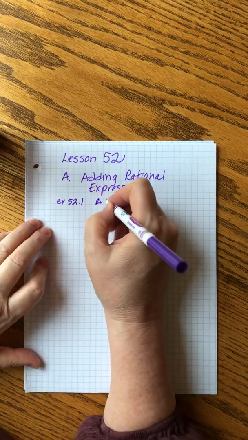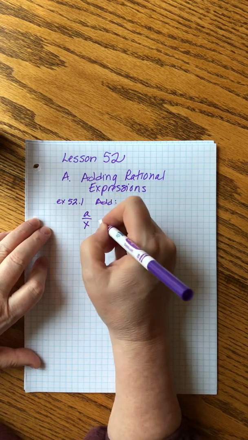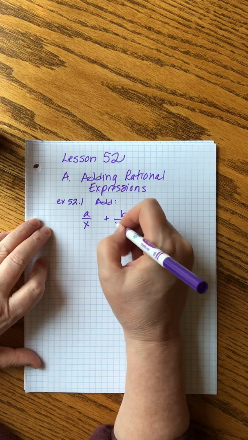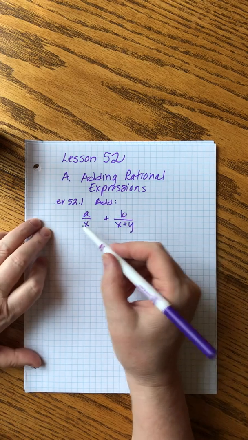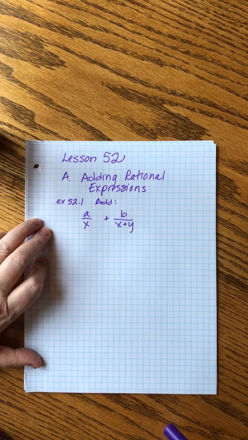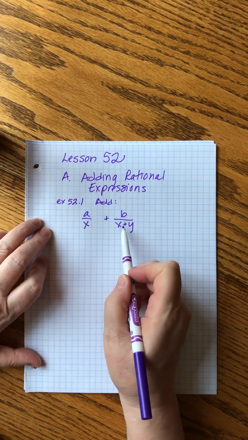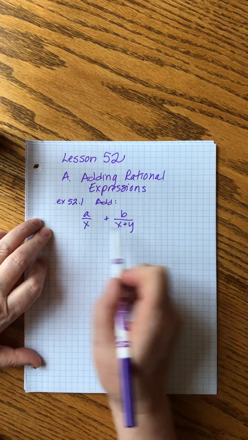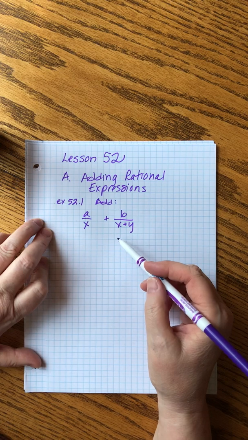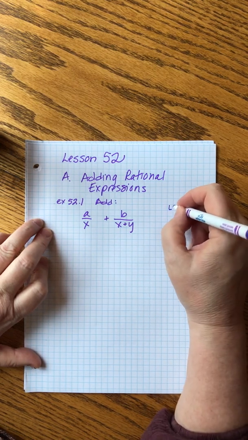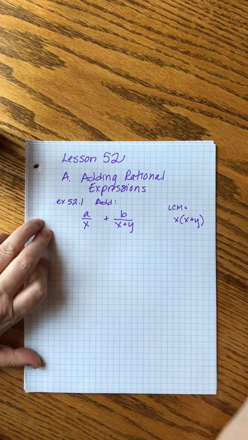52.1, the instructions are to add. And what we get, as you will recall, is a lot of letters in fraction format. And we know that if we're adding fractions, letters or numbers, they still have to match. There's no way to make this x look like this plus y. All we can do is least common multiples. We cannot add to one or the other denominator. So in this case, our least common multiple is going to be x times the quantity x plus y.